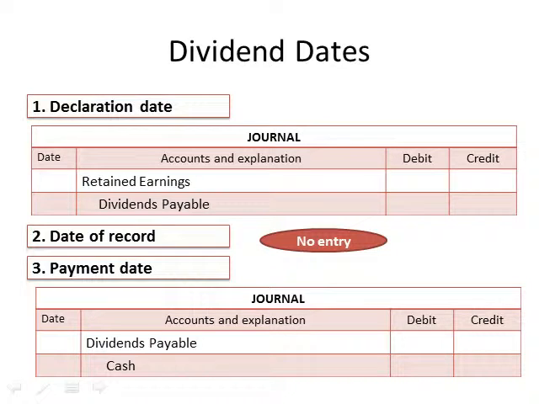And then finally, there's the payment date, which is the date that the dividend is paid, and usually follows the record date by a week or two. Payment is recorded by debiting dividends payable and crediting cash. Both assets and liabilities decrease. The corporation shrinks.